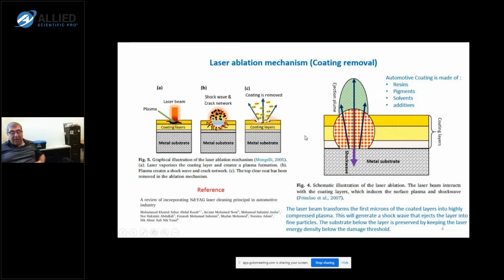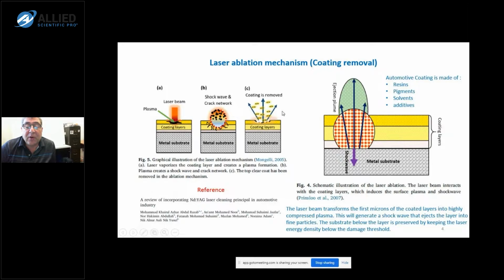So here's a paper that shows again basic principles of laser ablation. This is from a Malaysian author in automotive industry. So you can see there are coatings in the automotive industry on the metal substrate. These coatings are mostly consisting of resins, pigments, solvents, and additives. So the laser beam is focused on these coatings, and it just creates a shock wave and crack network, and then this shock wave would blast the coating.